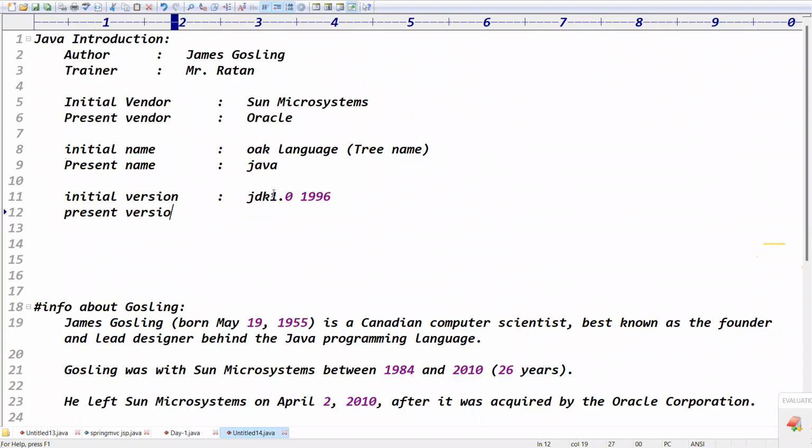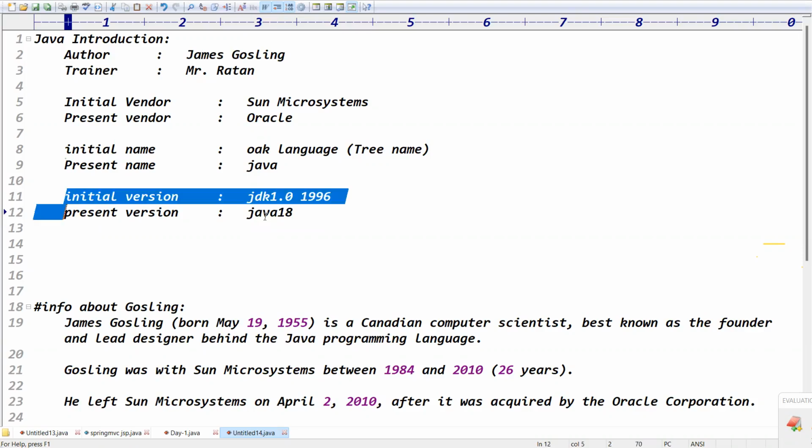The present version of Java is running. Anyone knows the present version of Java running? 1.8. Java 18, 1.8. Oh, 1.8 was long back, 2010. Now Java 18 is running almost. Java 18 is the present version. Yes, sir. No, the present version is Java 18.